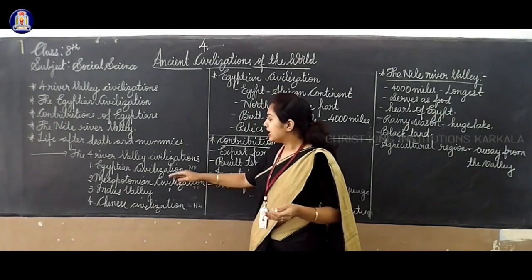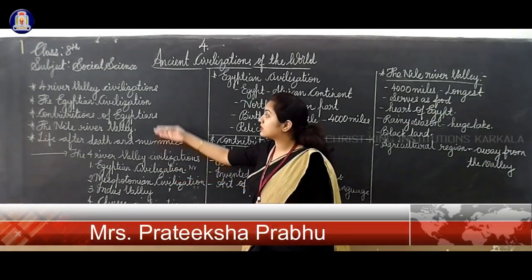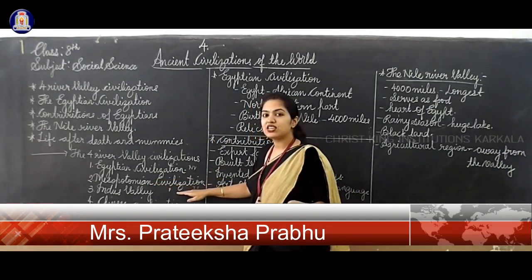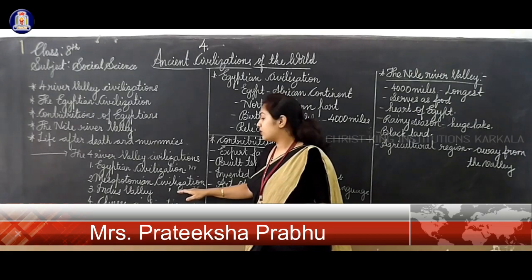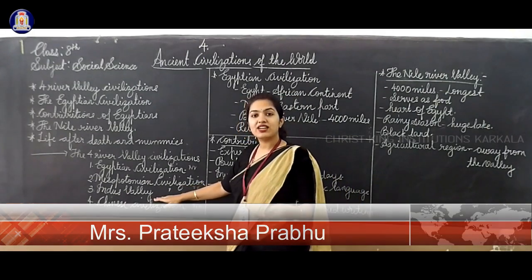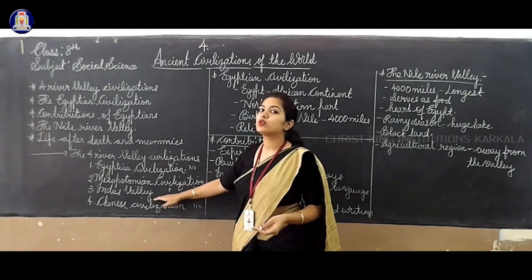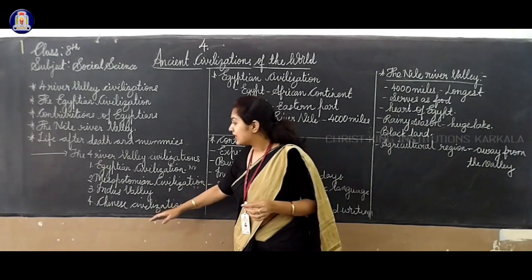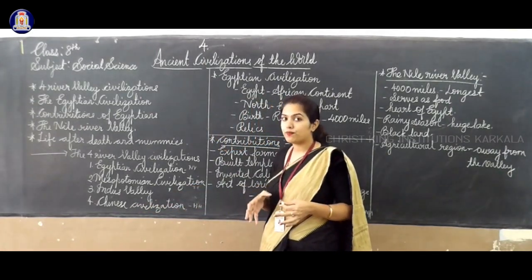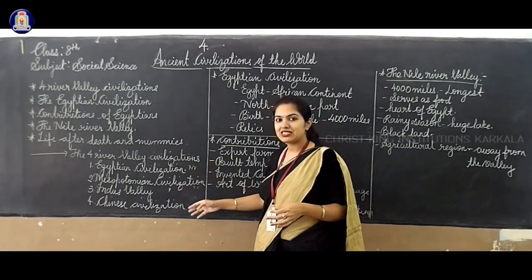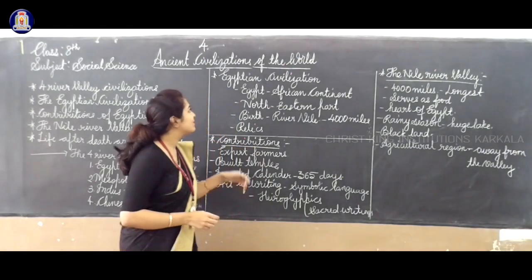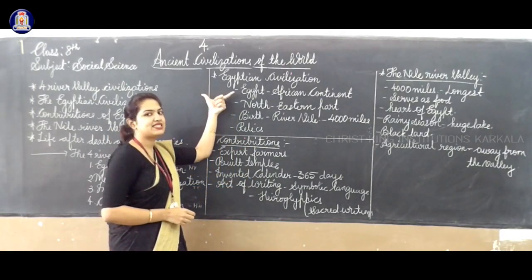Okay. The Egyptian civilization was of course supported by the river Nile. The Mesopotamian civilization came into origin with the help of the Tigris and Euphrates valley. The Indus Valley civilization, as you all know, was supported by the river Indus. And the Chinese civilization was supported by the river Huanghe. So now we know about the four river valley civilizations. We will learn about them one by one. So first we will learn about the Egyptian civilization.